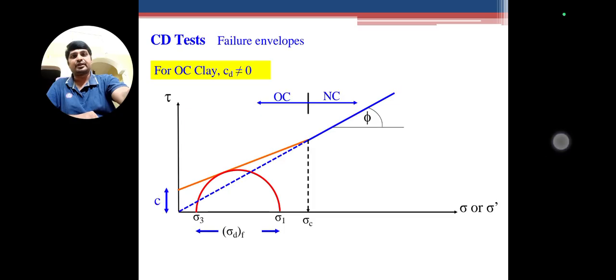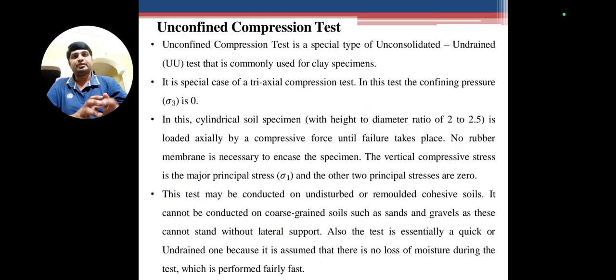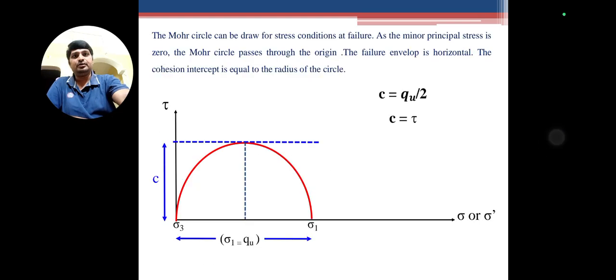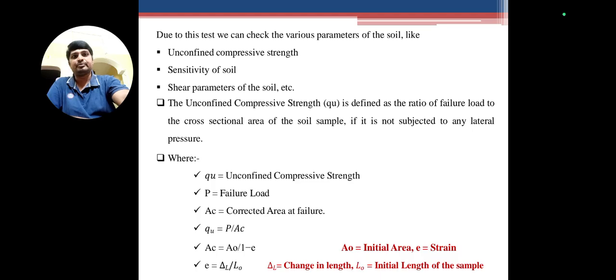And the triaxial test is divided into three kinds of tests. One is the CD test, second one is the unconfined compression test, and third one is the unconsolidated undrained test, that means the UU test. So the procedure may be like this, and then the graphical representation becomes like this.